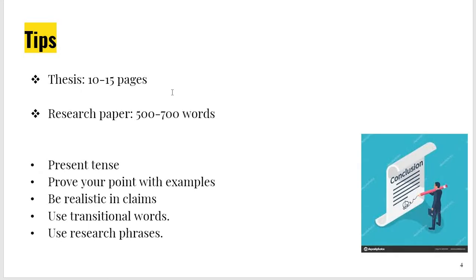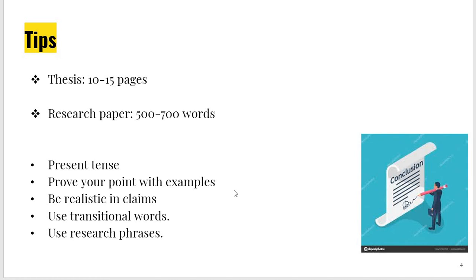In a thesis, your conclusion chapter should consist of 10 to 15 pages, and in your research paper it should be 500 to 700 words. Some research papers are long, like 7,000, 8,000, or even longer than this. In that case, you will write 1000 words. Always use the present tense. Prove your point with examples.